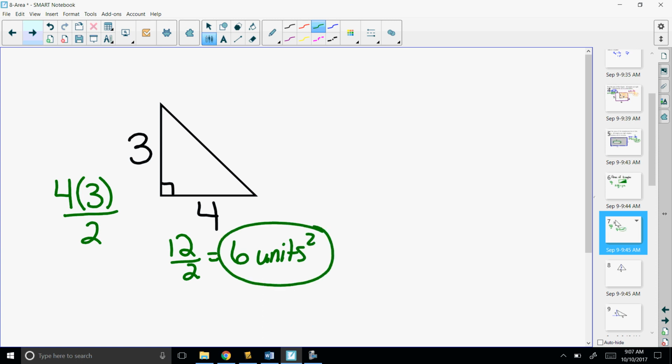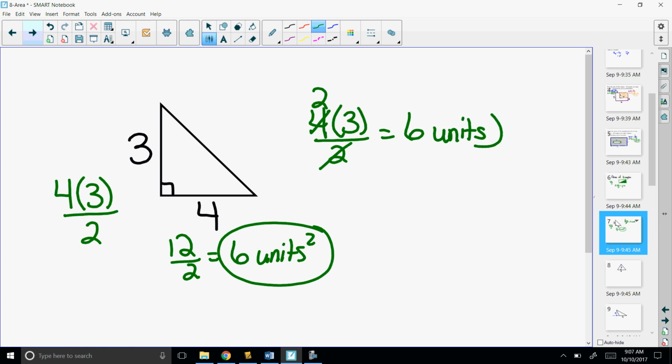Is anybody looking at that and dividing first? Can you divide first? Can I go 2 goes into 4 2 times, and 2 times 3 is 6? Yeah, that's okay. And sometimes, oops, square my units. Sometimes that's an easier calculation because you're not trying to take half of a large number, if you can divide by a smaller number first. So that's an example of a right triangle.